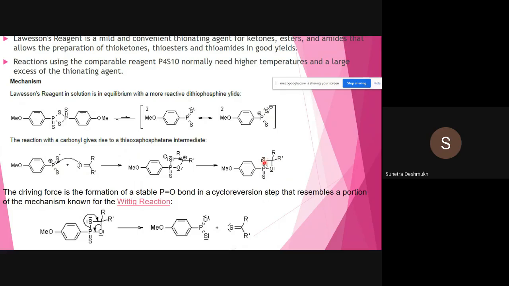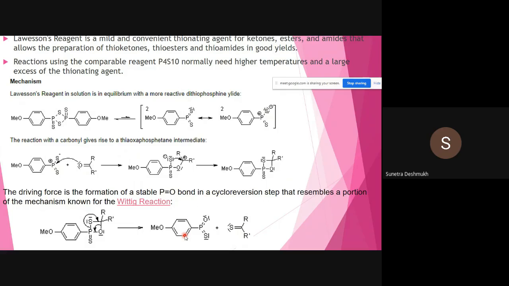There is a formation of a cyclic four membered ring. Same thing as we see in the Wittig reaction with phosphorus containing ylides. They also form the same cyclic four membered ring. As we know, a four membered ring is highly unstable, highly strained, and we have to open it up and synthesize in another way. So what is the driving force? The formation of a stable P double bond O bond.